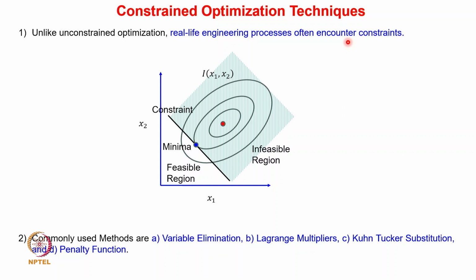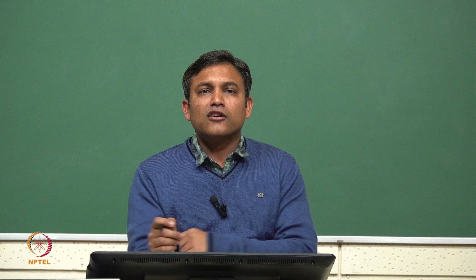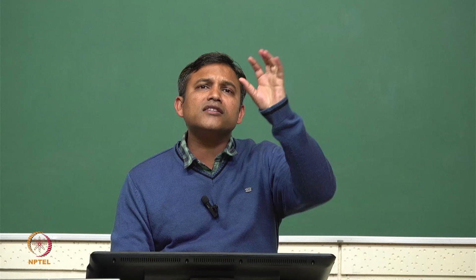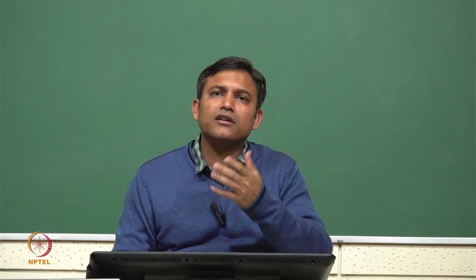Now let's move to another important aspect. So far we were looking at unconstrained optimization problems. But when you look at real process applications in flowsheet optimization, typically we have a large number of constraints present, and all these constraints have to be satisfied, isn't it?